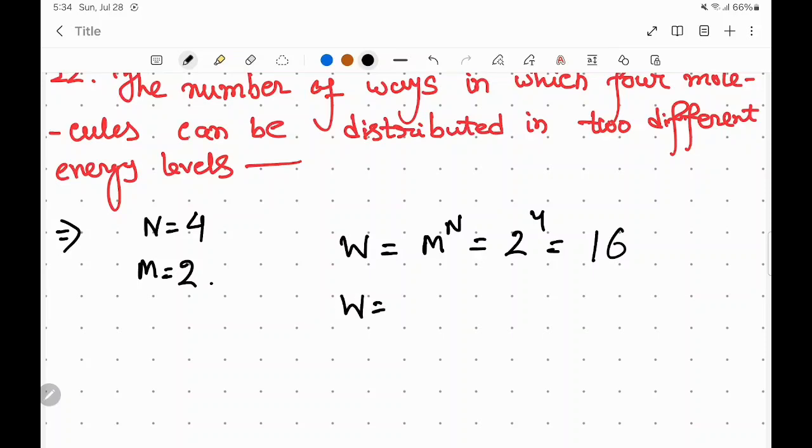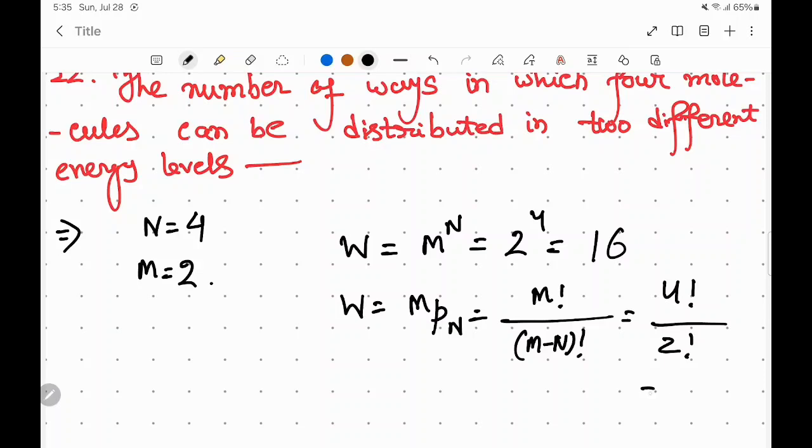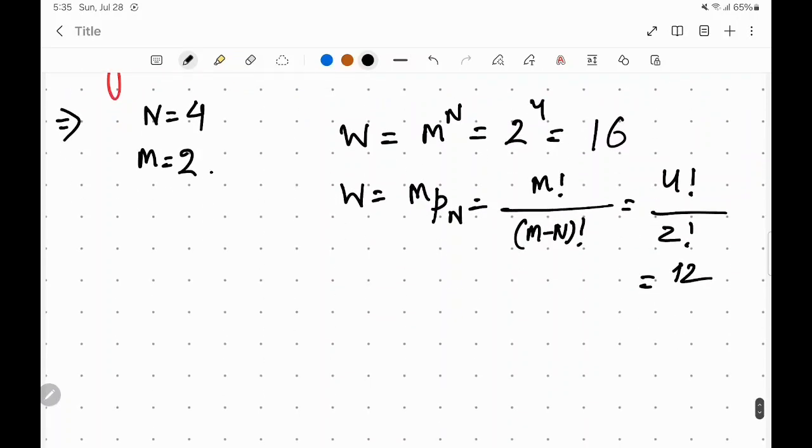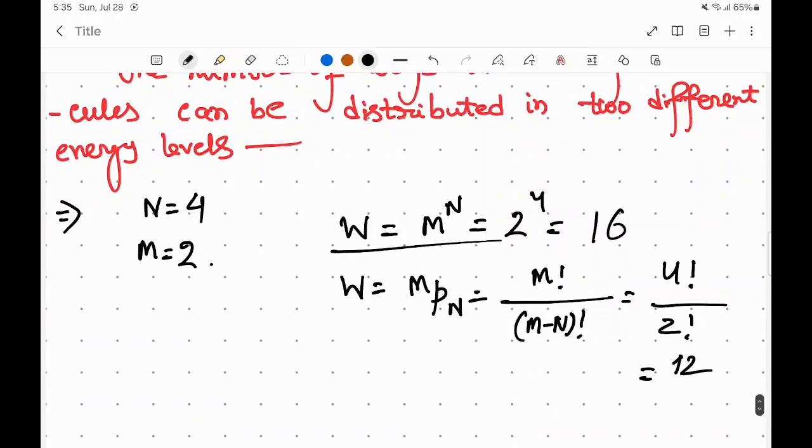And under the condition when in one particular level there will be only one molecule, the formula is nPm, that means m factorial by n factorial into m minus n. So then it will be 4 factorial by 2 factorial. So you have to be very careful. When nothing is mentioned, with no such condition, then directly you have to use this, and you will get 4 marks in CSIR or 2 marks, because this type of easy question is asked.